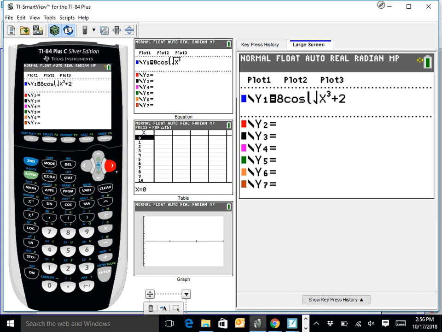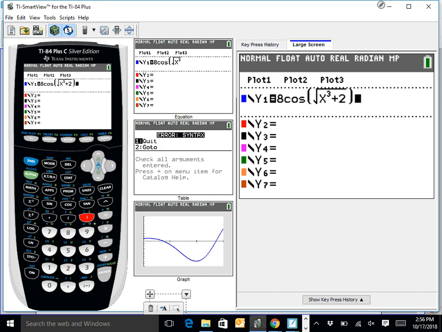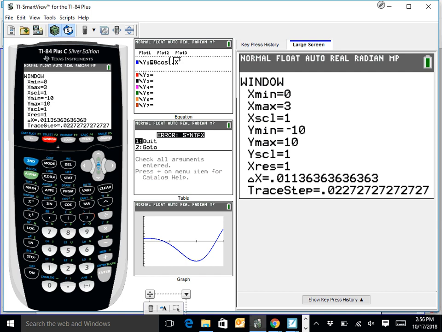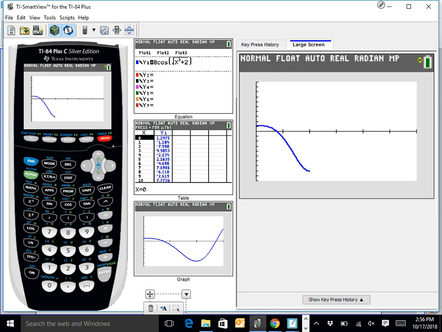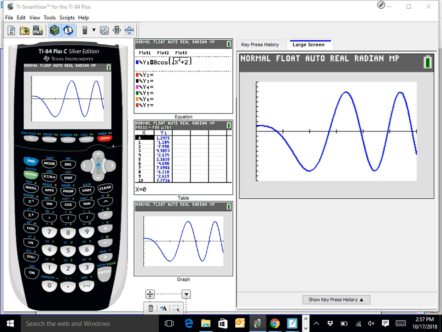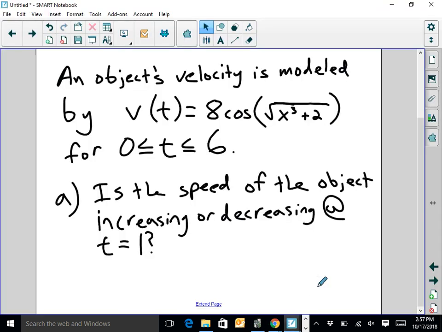So here's our function. Before I hit graph, I want to set my window correctly. So I'm going to go to my window and I'm going to set my x min to 0, which it already is. X max I'm going to move to 6 because that was our whole thing. Now when I hit graph, I get this graph popping up here. Let's go back to our question. Our question is the speed of the object increasing or decreasing at t equals 1? Go ahead and pause the video here and see if you can answer this question on your own.